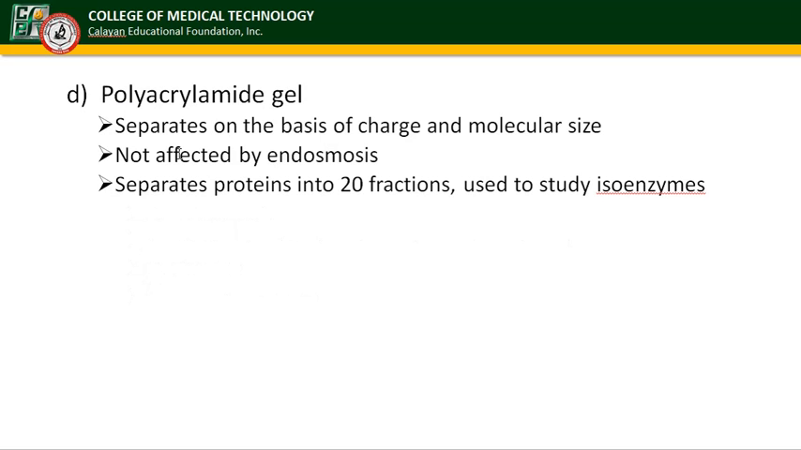Last is the polyacrylamide gel. So, the polyacrylamide gel separates on the basis of charge and molecular size. So, not affected by endoosmosis and separates proteins into 20 fractions used to study isoenzymes. So, hanggang 20 yung kanyang fractions na pwedeng gawin.